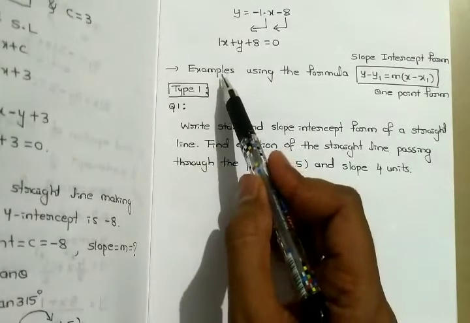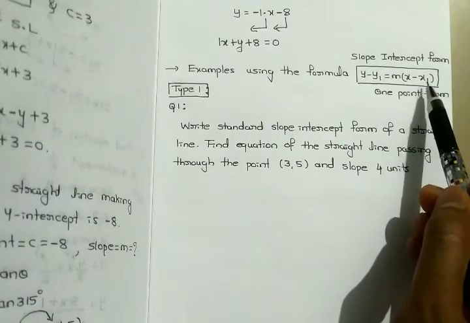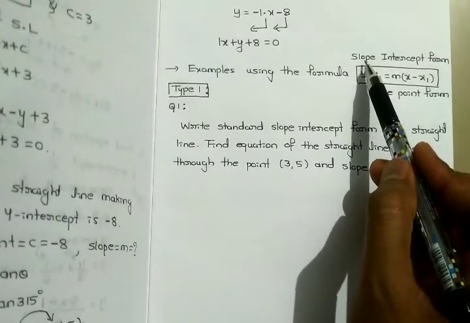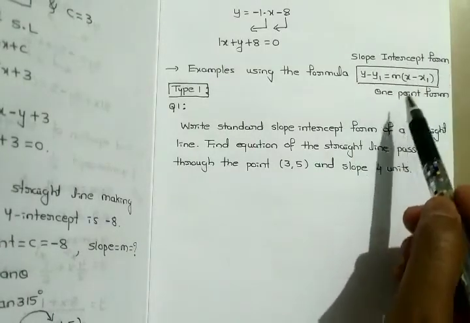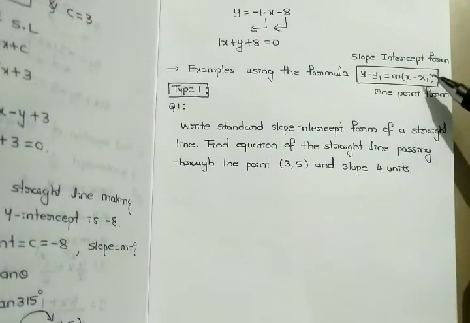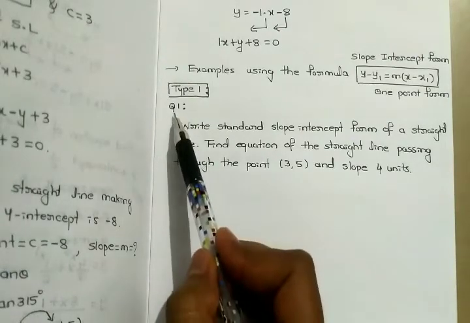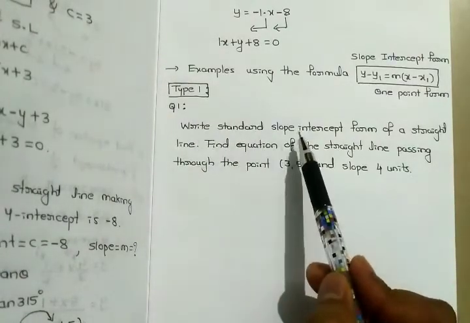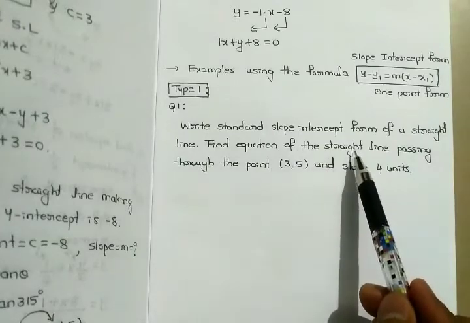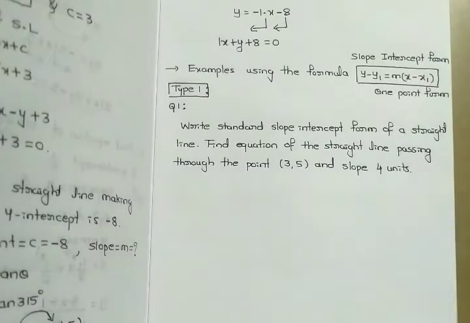Next is examples using the formula y minus y1 is equal to m into bracket x minus x1. So this is the equation of straight line formula. So that is what we call it as what? Slope intercept form. Otherwise it is also called one point form. So now we will solve using this formula. See, again here also two types of questions will come. So question number 1, write the standard slope intercept form of a straight line. Find the equation of the straight line passing through the point 3, 5 and slope 4 units.